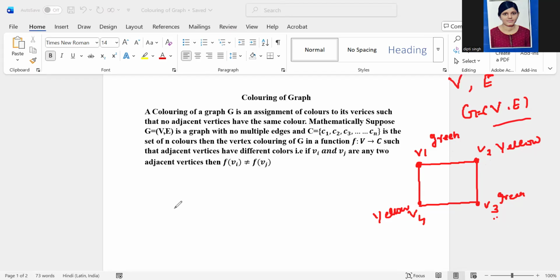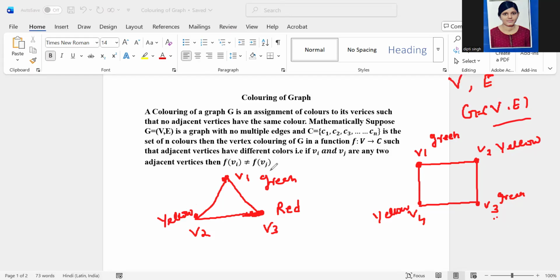Okay. If we have a three-vertex graph like this, then how many colors do we need to color this graph? If we have vertices V1, V2, V3, we can color one by green, then we have to take different colors for the others. Also different colors. So this is the way of coloring.